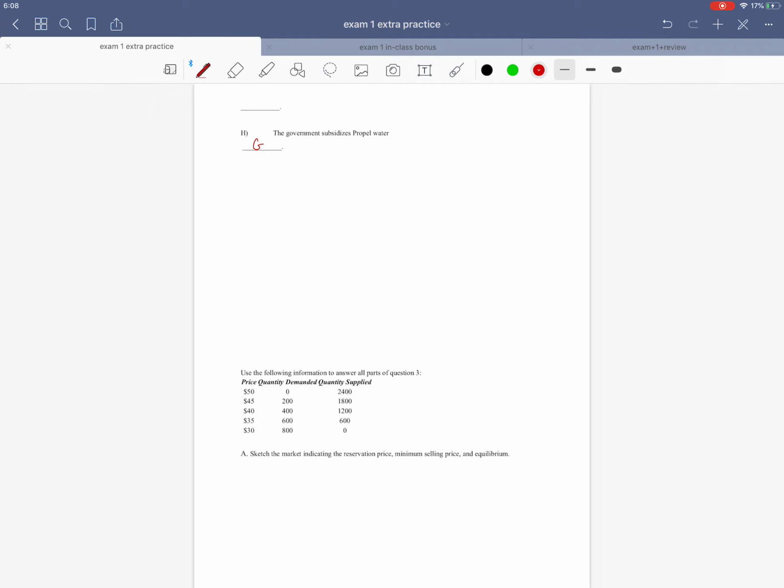All right, so for the next question, we have information for our price, quantity demanded, and quantity supplied. It says sketch the market indicating the reservation price, the minimum selling price, and our equilibrium price.